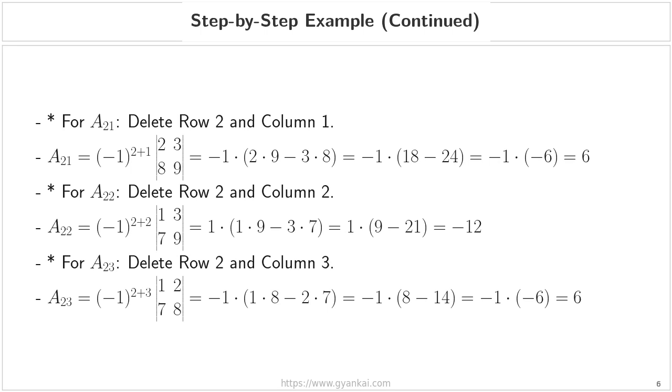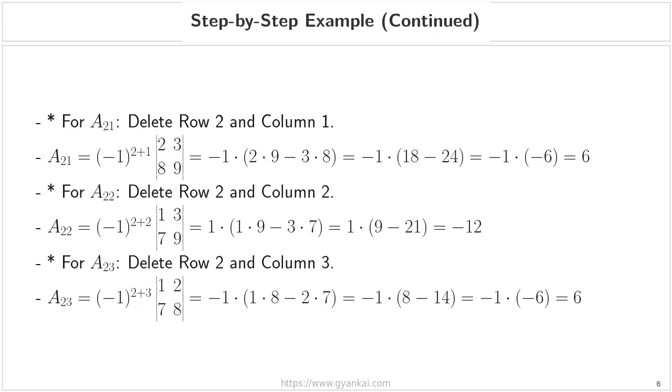Finally, let's find the cofactor A 2 3. We delete row 2 and column 3, leaving us with the minor containing 1, 2, 7, and 8. The sign is -1 raised to the power of 2 plus 3, which is -1. Calculating the determinant of this minor, 1 times 8 minus 2 times 7, we get 8 minus 14, which is -6. Multiplying -1 by -6, we arrive at 6.